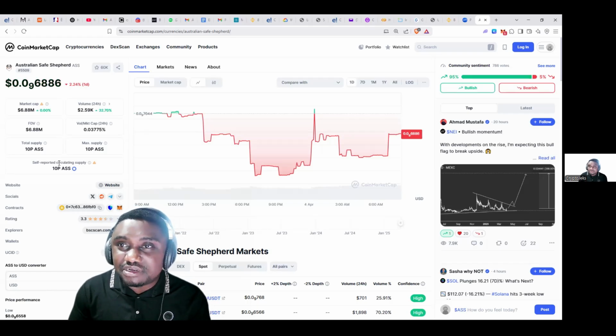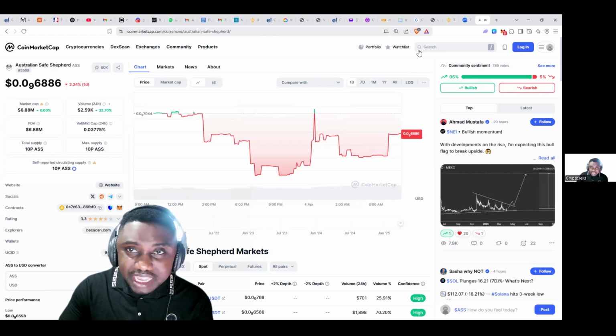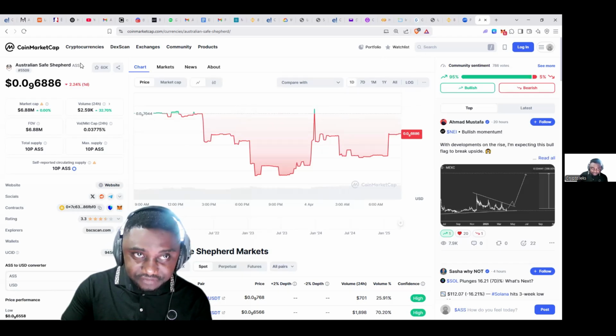So irrespective of the cryptocurrency, always do your basic research, okay? So now, the first thing you need to look at is Australian Shepherd. Okay, it is on CoinMarketCap. That means it's listed on CoinMarketCap. Those are the first things you need to look at, okay? If it is listed on CoinMarketCap and you have opened the Australian Shepherd by using the initials ASS, all right, you first of all have to ask yourself, all right, so what is this project all about? As a beginner, what is this project all about?